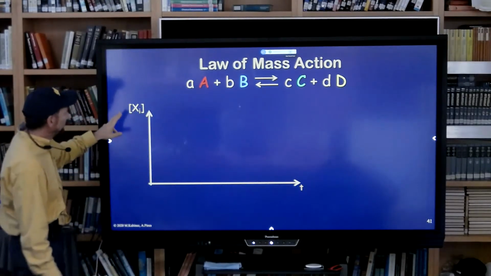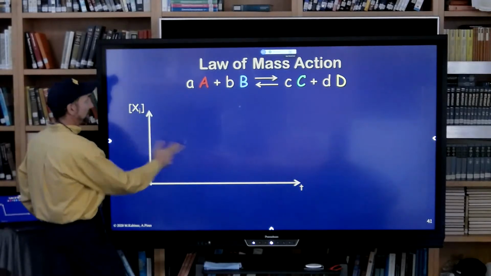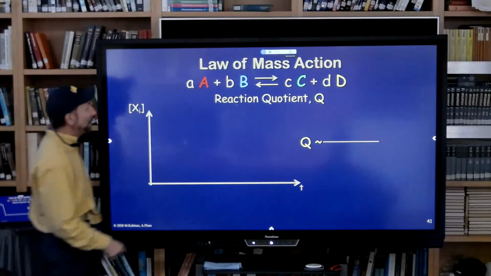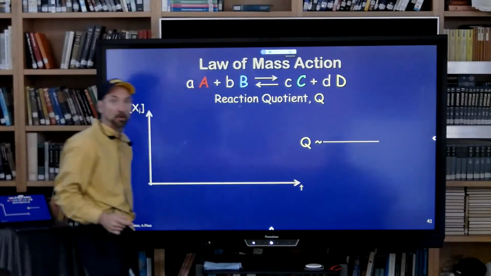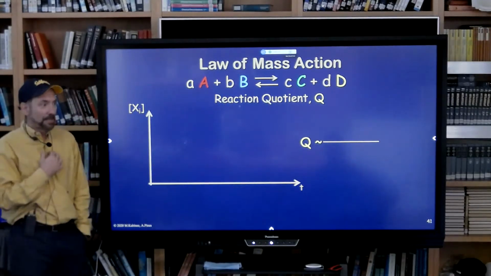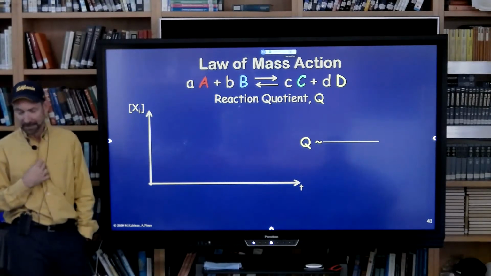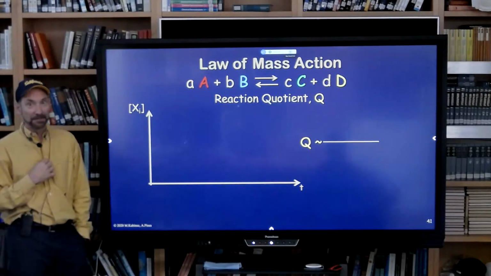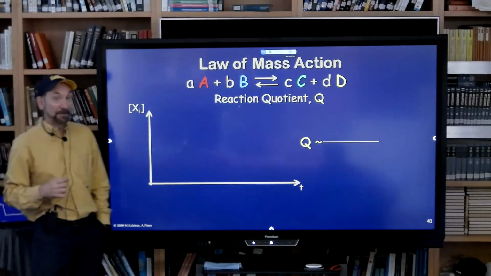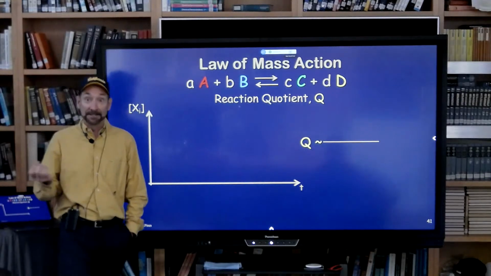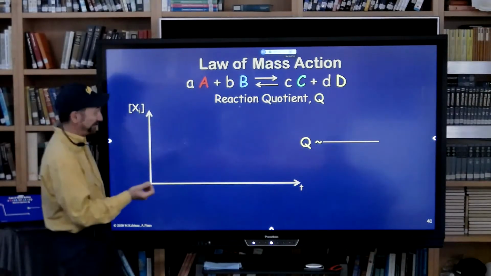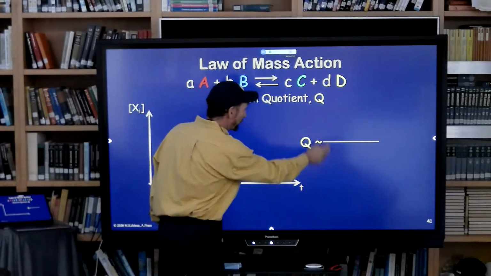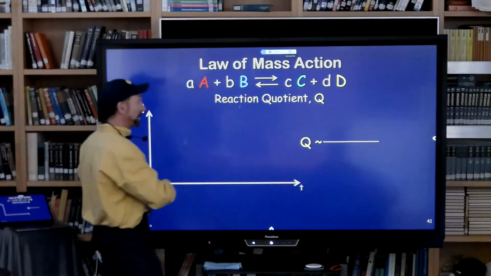So we know reactions don't start out at equilibrium. So here's a chemical reaction, A and B going to C and D. We define this thing called the reaction quotient. I'm shouting. I get so excited. I'm getting hoarse. We have a long semester here. I'm going to try to sound enthusiastic, but not shout. So we define this thing called the reaction quotient. It is a quotient. It's a numerator and a denominator.